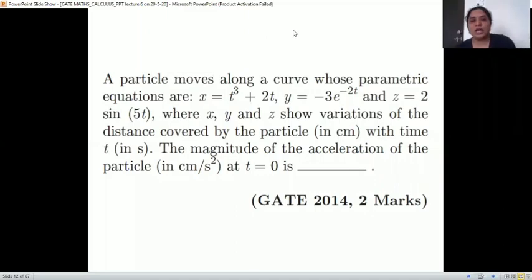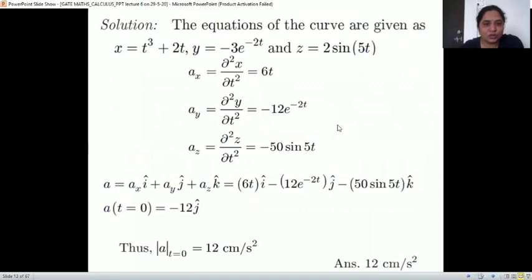Okay, we'll go towards the answer. It is plus 12, right? So a x is nothing but the double derivative of the x component. You have x, y, z components, and the acceleration components are their double derivatives. The double derivative of the first is 6t; for the second, the double derivative is minus 12 into e raised to minus 2t, and then the double derivative of the third is minus 50 sine 5t. So this is the acceleration vector: 6t i bar minus 12 e raised to minus 2t j bar minus 50 sine 5t k bar, right?